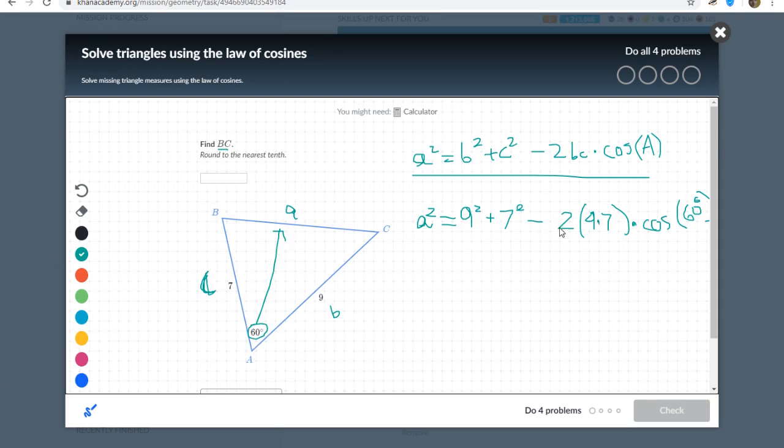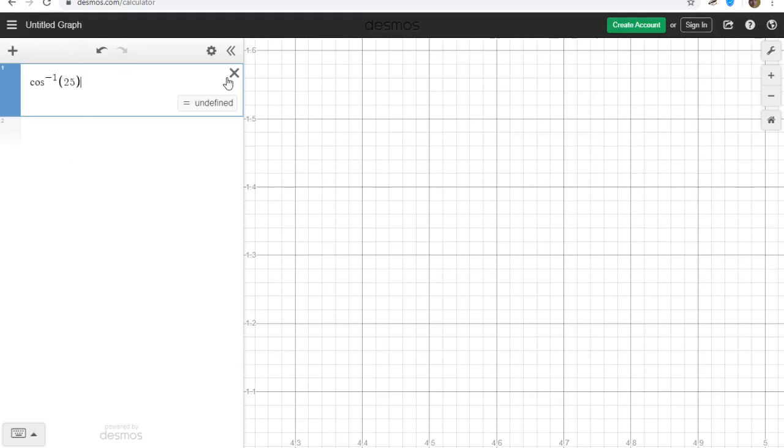Once we simplify all of this out, we're going to be square rooting it anyway. So I'm going to write this in the calculator with a square root. It's literally just going to be little a equals. Now we need to round to the nearest tenth. So let's write this in.